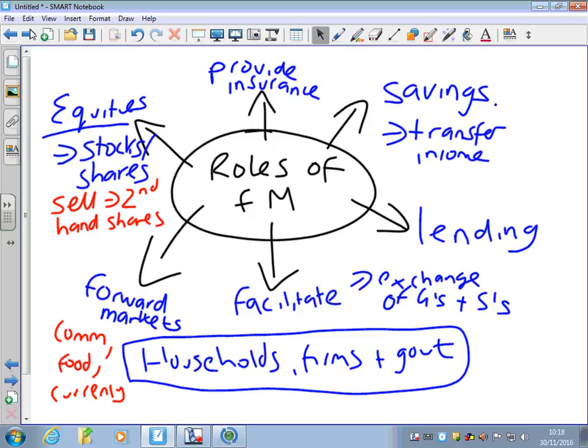And the idea of what you're trying to do here by taking out insurance is take away the risk. If something goes wrong, then you know that your insurance company will provide the money to cover you should something nasty happen to you. So overall, guys, there you go. You've got 6 different roles of financial markets. What I'm hoping you can see there then is that without financial markets, the whole economy will grind to a halt. So if we do have problems in the financial markets, it's going to affect the economy in lots and lots of different ways.